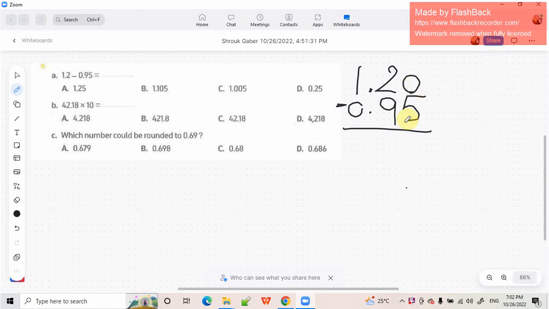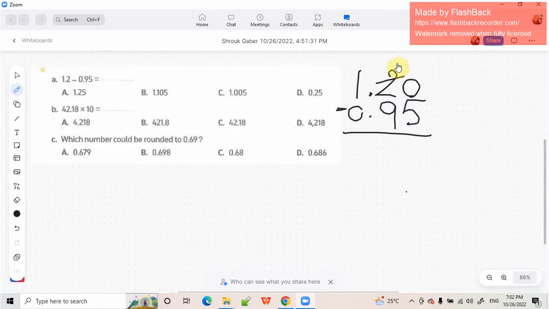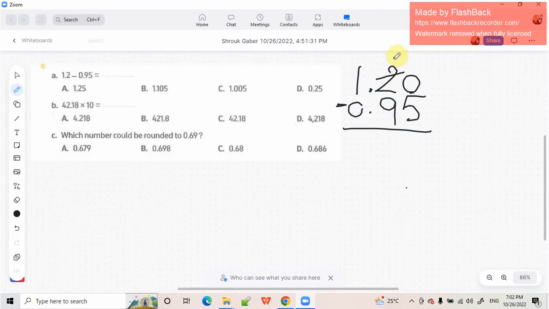0 minus 5 doesn't work. I will take 1 from it. 2 will be 1, 0 will be 10. Okay, now 10 minus 5 equal 5. 1 minus 9 doesn't work. I will take 1 from it. 1 will be 0. 1 and 1, 11. Okay, 11 minus 9 will be 2.